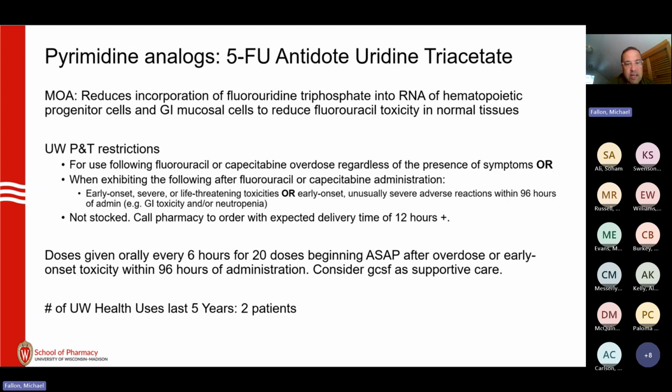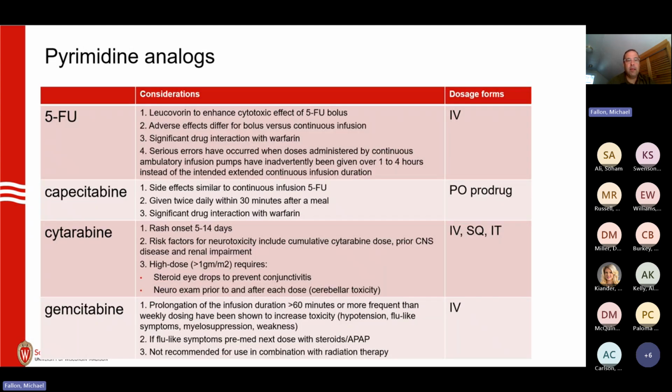And almost everyone's going to be on GCSF as supportive care to help their neutrophil count. This is a rare use drug, but 2 patients in 5 years. And actually, the last time we used this was the first month of a new fellow starting. It was a VA patient, so it was somebody outside of UW Health, and any delay to get to this drug is bad. So get it as soon as you can.